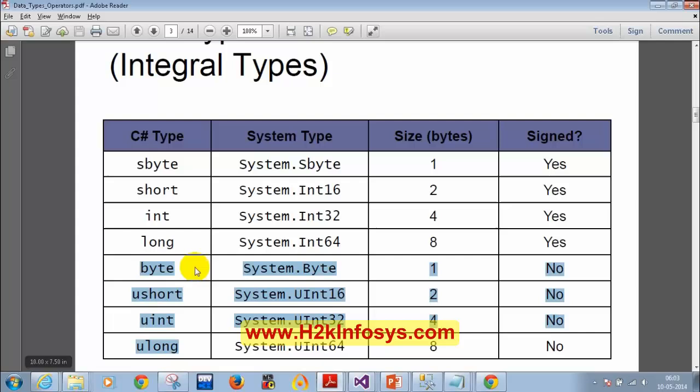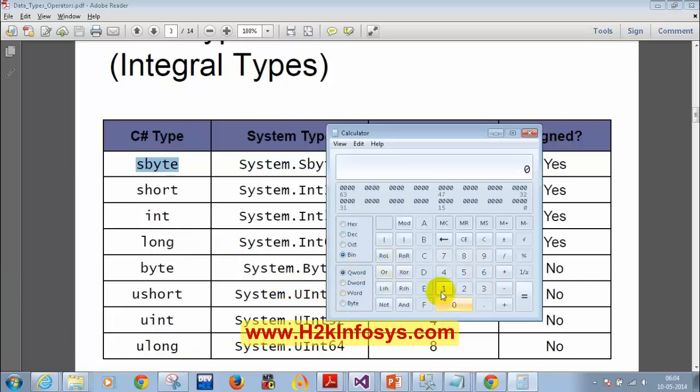So for negative numbers, you have to go for the first 4 data types, starting with sbyte. Sbyte is signed byte, and again the size is 1 byte. As I already told, a byte takes 8 bits. In sbyte, the first bit is used for the sign, and the remaining 7 bits are used to store the number. So if you convert 7 bits to decimal, what you will get is, let me open the calculator. So let me convert 7 bits. 7 bits is like 7 ones.